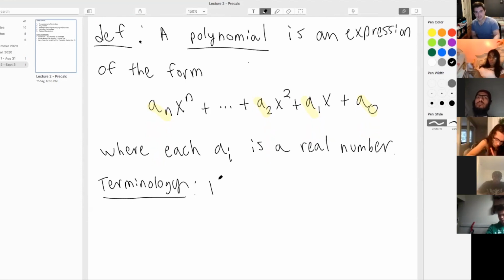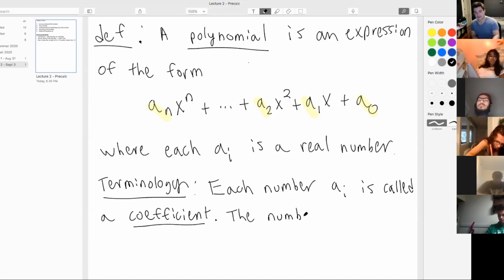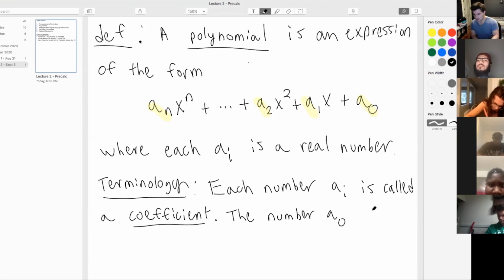Okay, so each number a sub i is called a coefficient. Cool. What else? The number a naught, or a sub 0, is called the constant term.